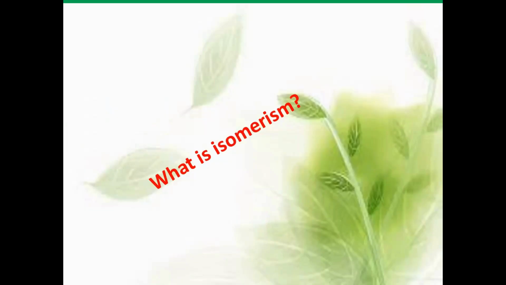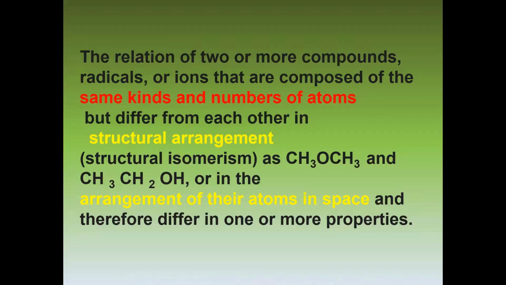What is isomerism? It is the relation of two or more compounds, radicals or ions that are composed of the same kind and number of atoms, but they are different. How are they different? They are different in structural arrangement, or in the arrangement of their atoms in space.